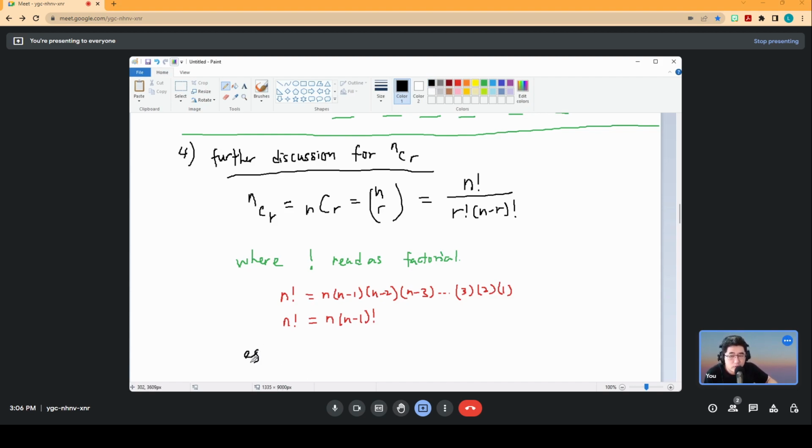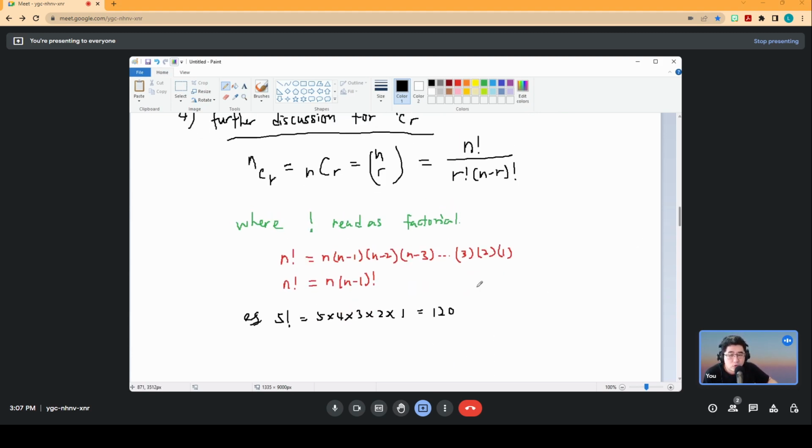For example, let's say 5 factorial. What does it mean by 5 factorial? It will be 5 times 4 times 3 times 2 times 1. So you have 120 as your answer. Something special is 0 factorial. 0 factorial will read as 1. It doesn't read as 0, but it will read as 1. For your information, this is something special here.